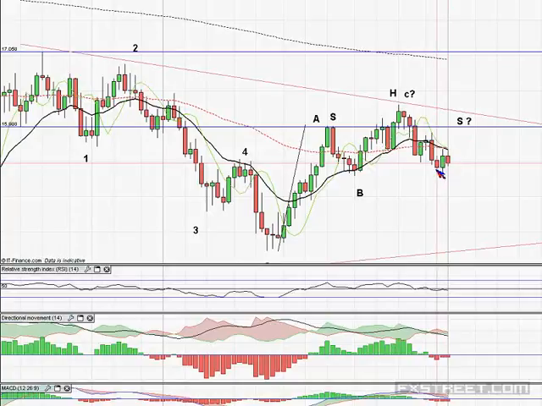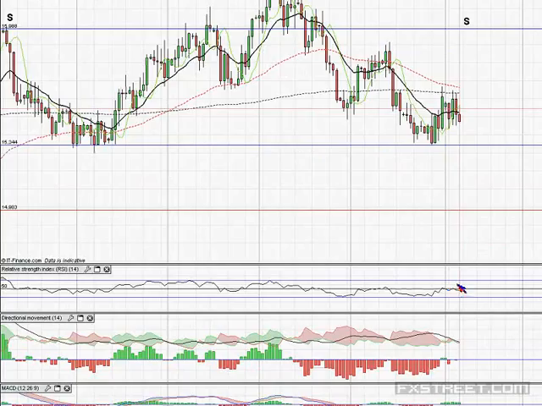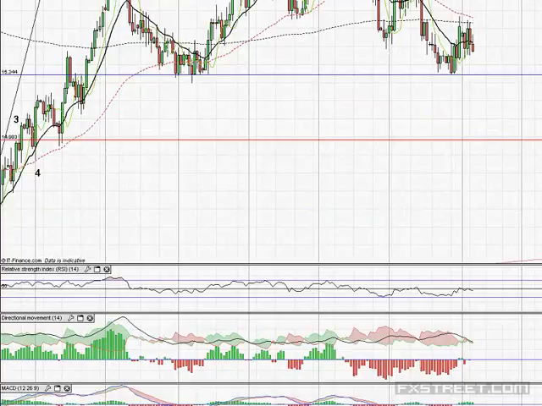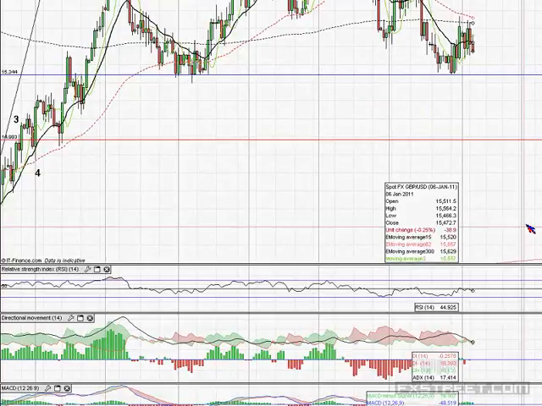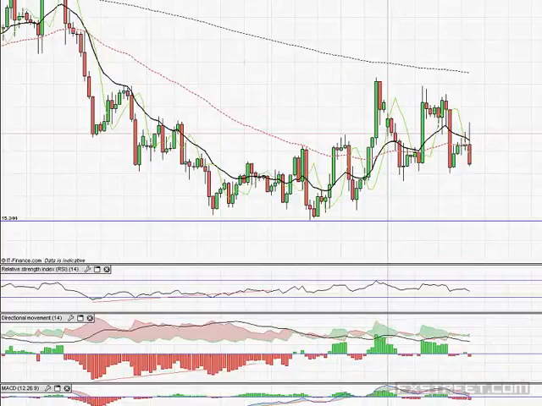So the bias in cable is very mixed at the moment. We've got a weekly giving us a bull, and we've got a daily still showing a bear. If we can break through this level, then I'm expecting a large move lower. I mean, 150 the figure, the first target, and then 145. But until she breaks through there, it's very hard to predict off shorter time frames where she's going at the moment. We want to be looking at decent candles. If anything, we're going to be looking for shorts at the moment.